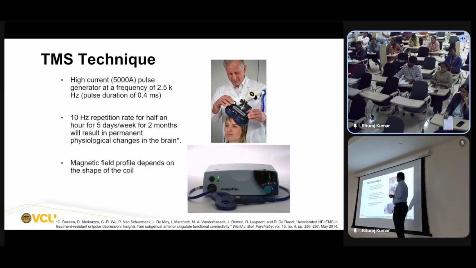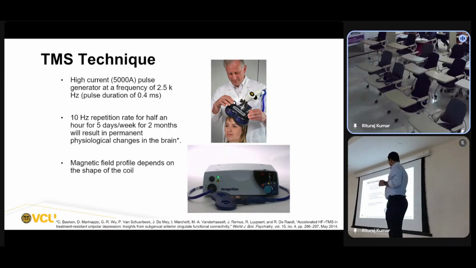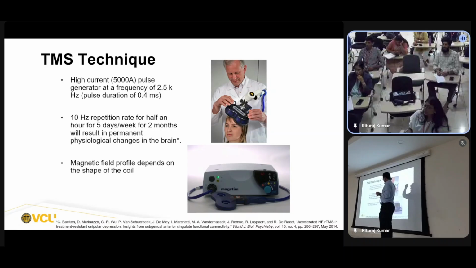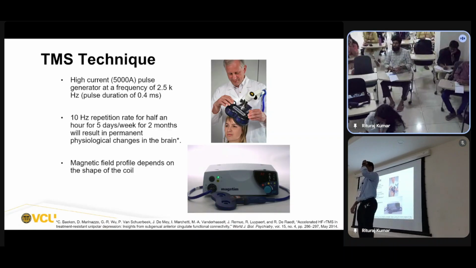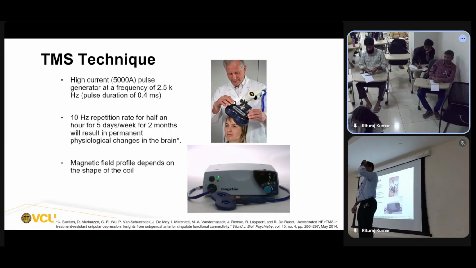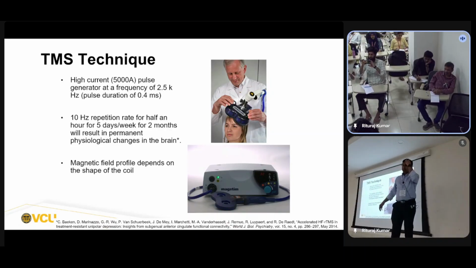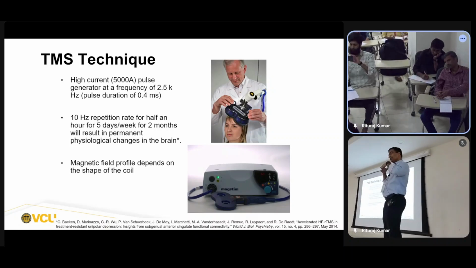So it's an FDA approved technique. It's quite widely used. It's used for depression. If you do it for 45 minutes, 5 days a week, for 2 months on the left dorsolateral prefrontal cortex, basically a motion part of the brain, then you introduce permanent changes in that part of the brain. So the neurons, if they were firing at a lower rate before, now they come back to a healthy firing rate.